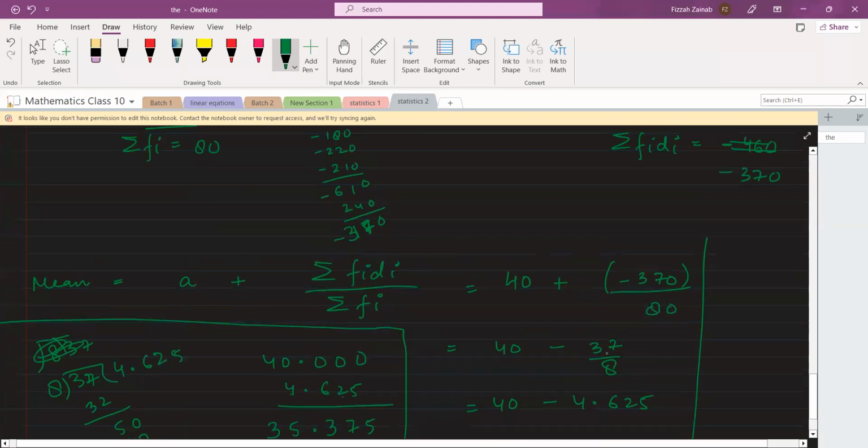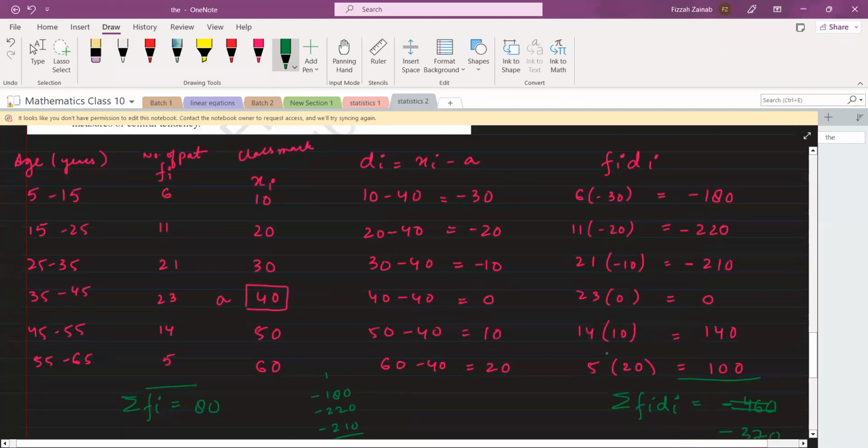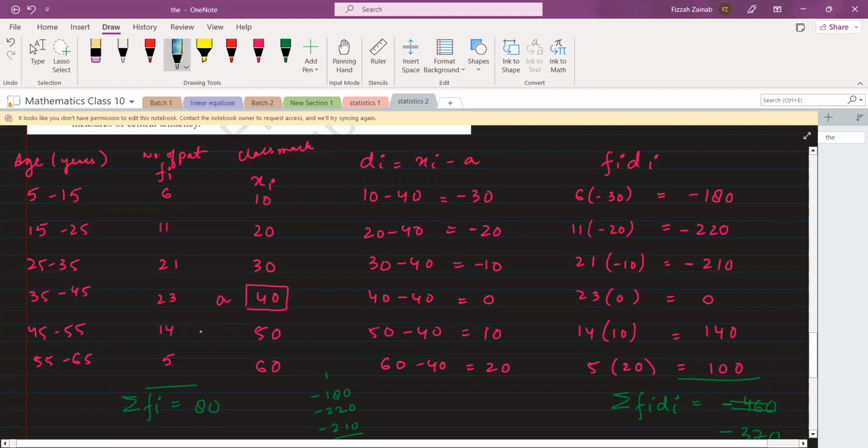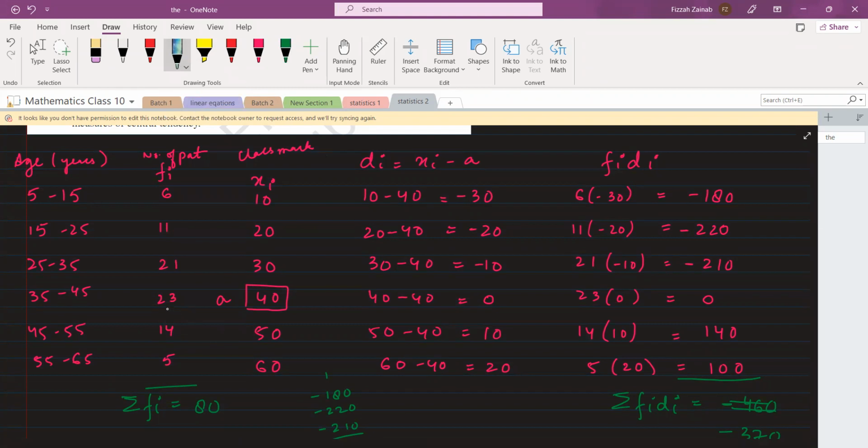Now let us find the mode of this data. Instead of writing everything again, let us do it here. Now, how much is the highest frequency here? Is it 35 to 45? Sorry, 55 to 65. No, highest frequency. First of all, look at the highest number. That is 23. So this is your F. Highest frequency is your F. Now the class which corresponds to this is your modal class. Understand?